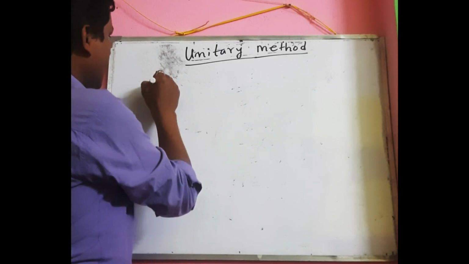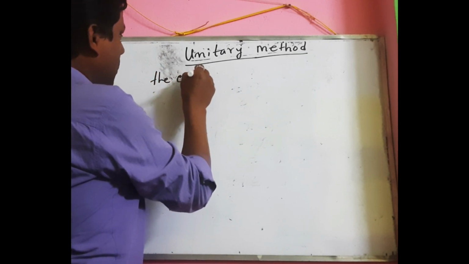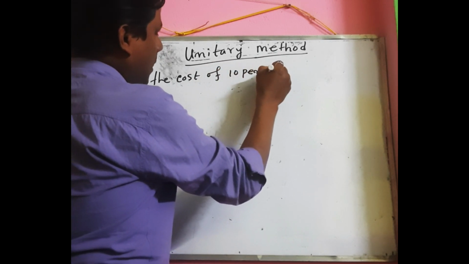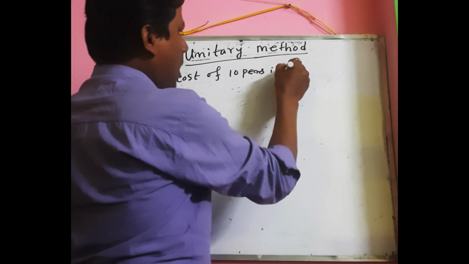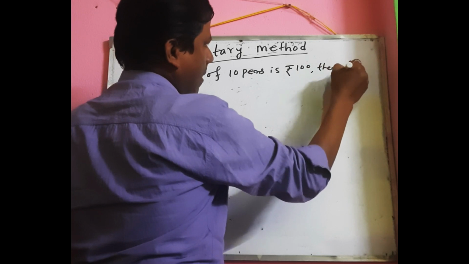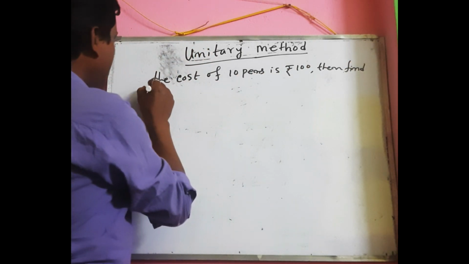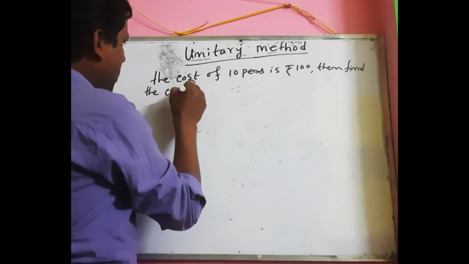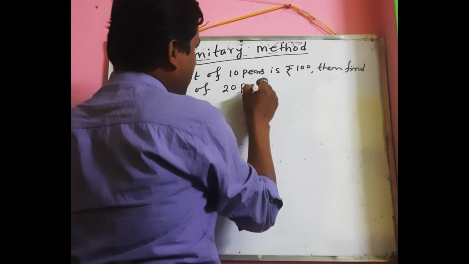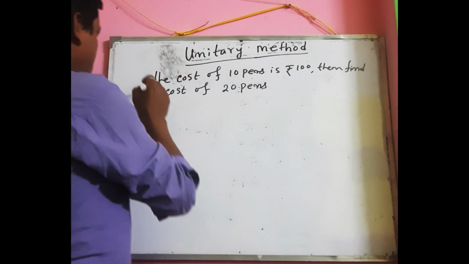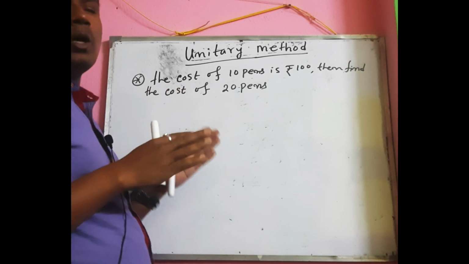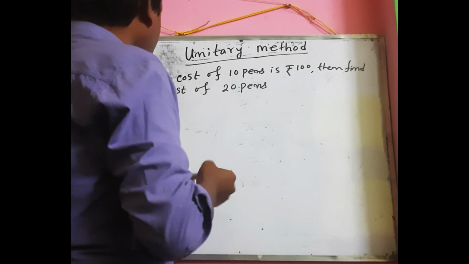Suppose the cost of 10 pens is 100 rupees, then find the cost of 20 pens. We are discussing this problem initially to understand what the unitary method is.